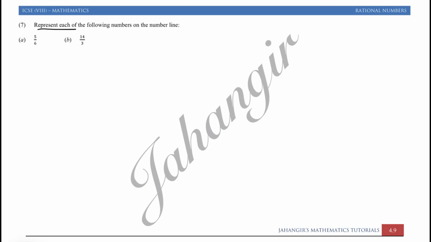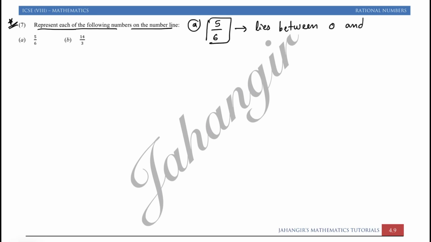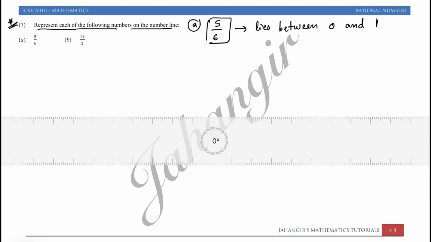Question number 7, represent each of the following numbers on the number line. Numbers means rational numbers. This is an important question you may get for a test as well as in your exam. The first question is 5 by 6. So just analyze this, where it lies. This lies between 0 and 1. So let us make a number line.